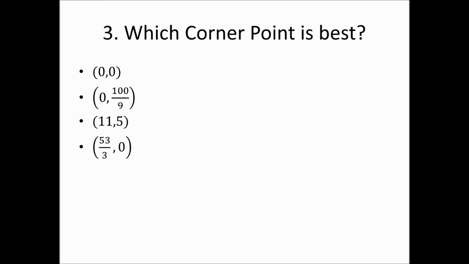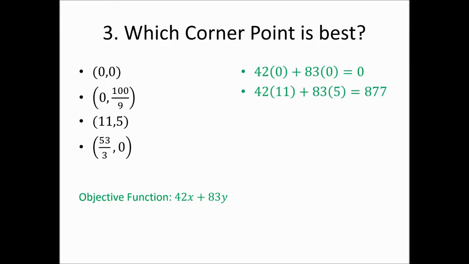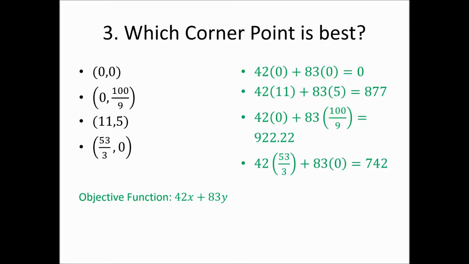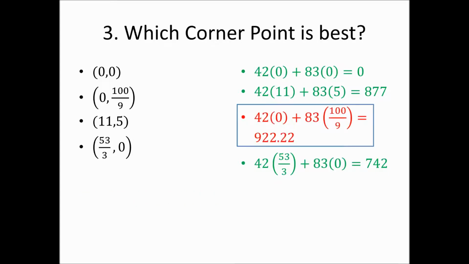Which corner point is best? So once again, we're going to plug each one of these 4 corner points into our objective function, which is 42x plus 83y. We get values of 0, 877, $922.22, and $742. So the highest or the best choice we've got is this one. They should make no chairs and 100 over 9 or 11.1 tables.